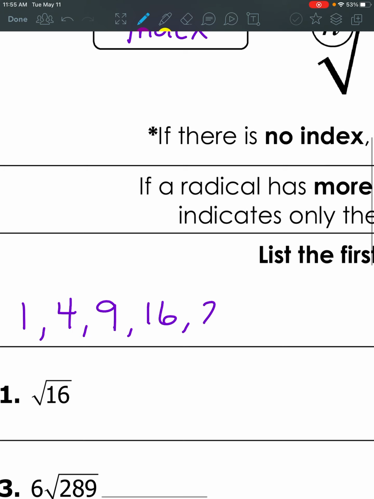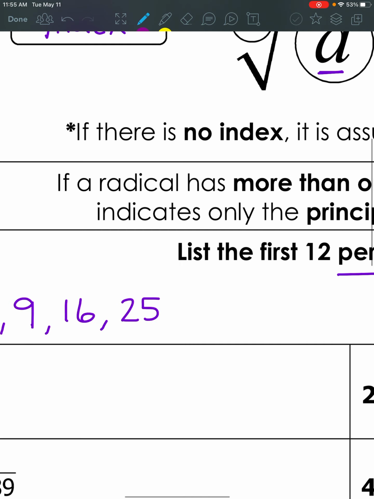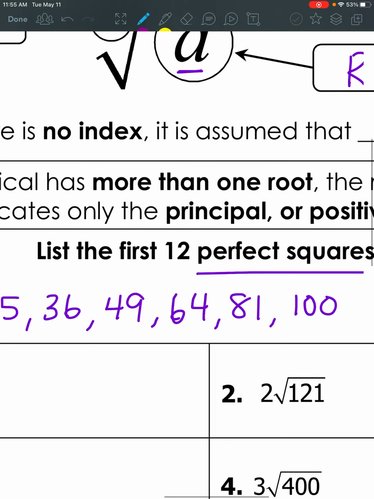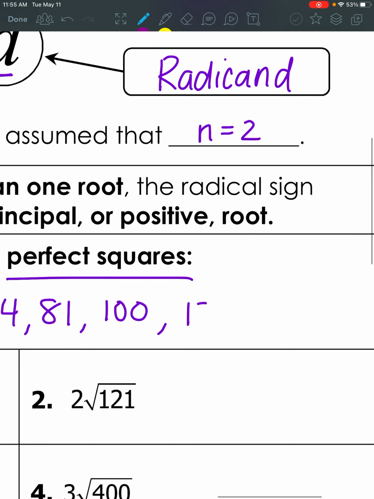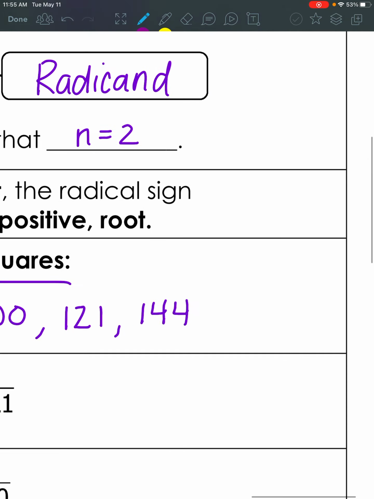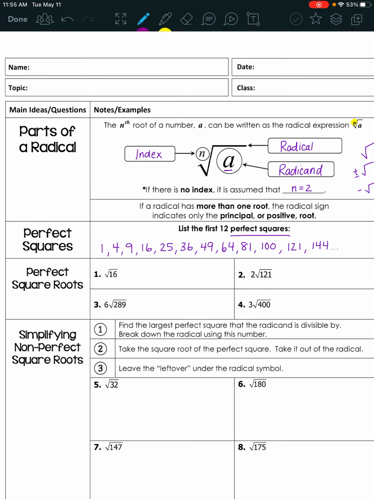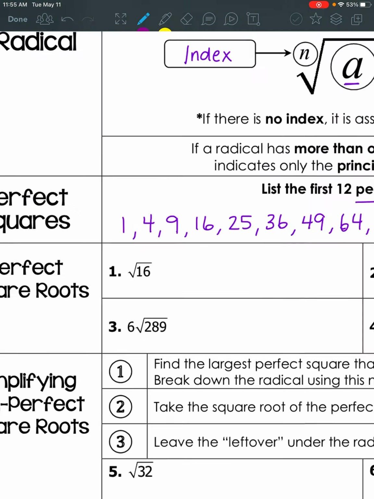All of these are perfect squares. And then they're also perfect square roots. So 6 times 6, 7 times 7, 8 times 8, 9 times 9, 10 times 10. We're going to go to 12. So there are the perfect square roots. And we could keep going on and on. There are more, obviously. So if we just simplify perfect square roots, we should all know how to do this.